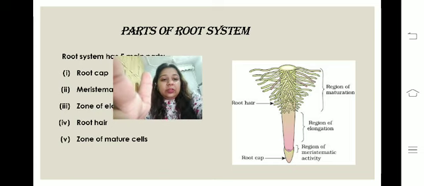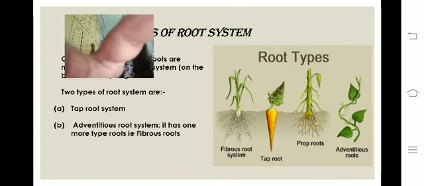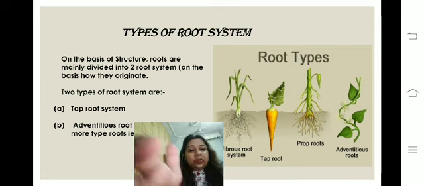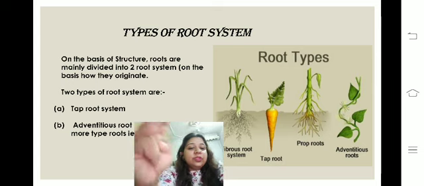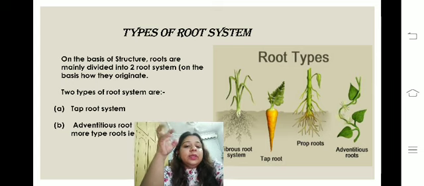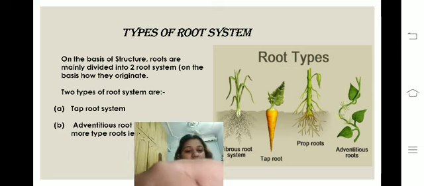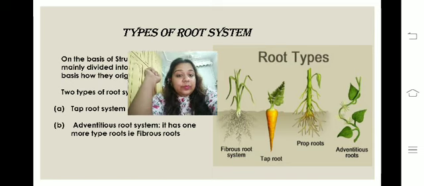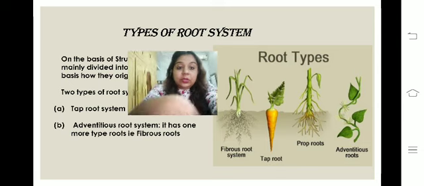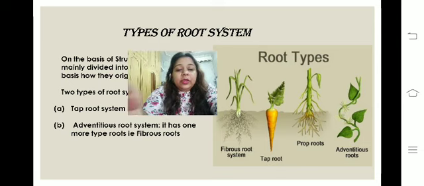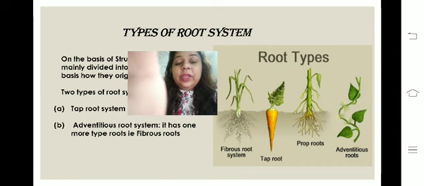Now this is about the parts of the root. Next we are going to move on to the types of root system. On the basis of structure and how they originate, roots are mainly divided into two root systems: taproot and adventitious roots. Adventitious roots are further divided into one more type, the fibrous root system. So fibrous roots are a type of adventitious roots only.